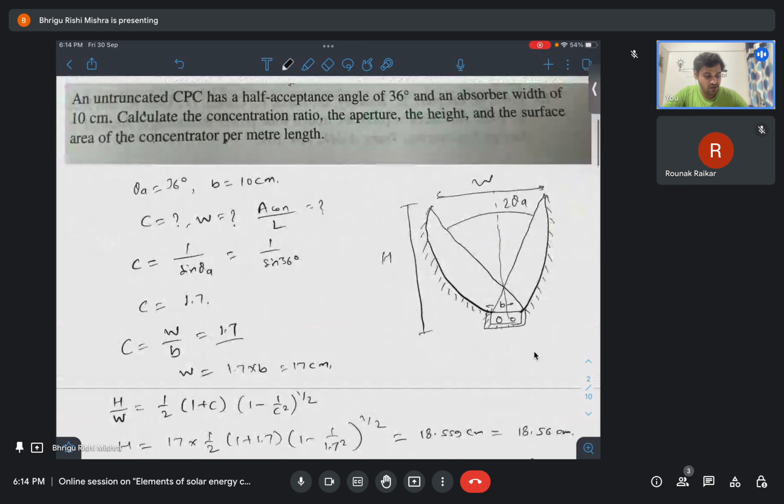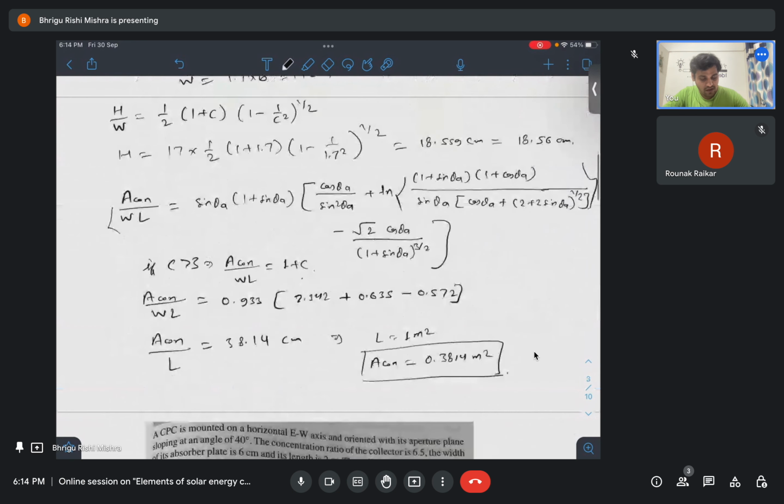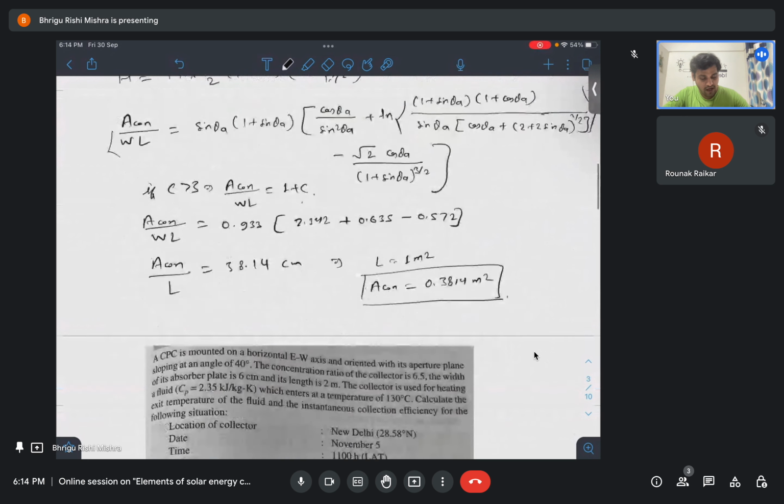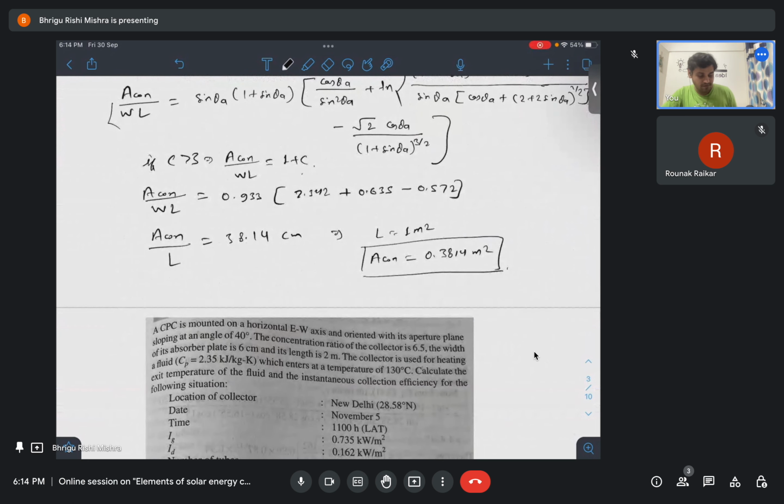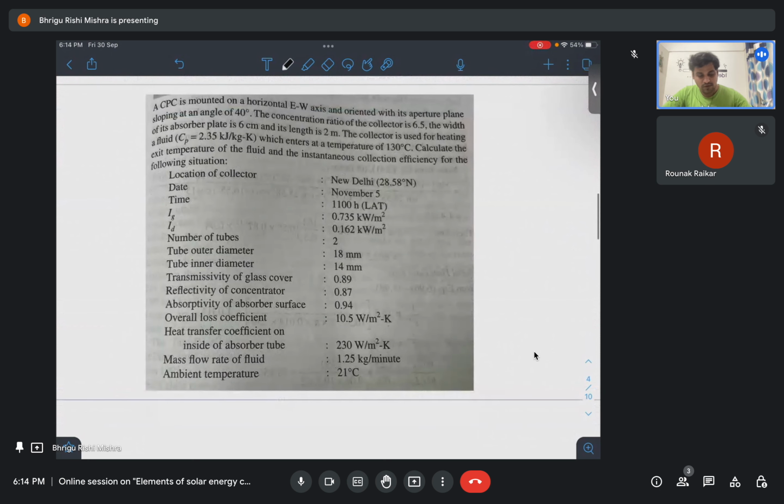So this was the question to calculate the geometry and concentration ratio of a given CPC with half acceptance angle and absorber width. We have calculated the concentration ratio, the height of the CPC, and the area of concentrator. In this next question we will do the thermal analysis of a CPC. This is again from the Sukhatme and Nayak book.